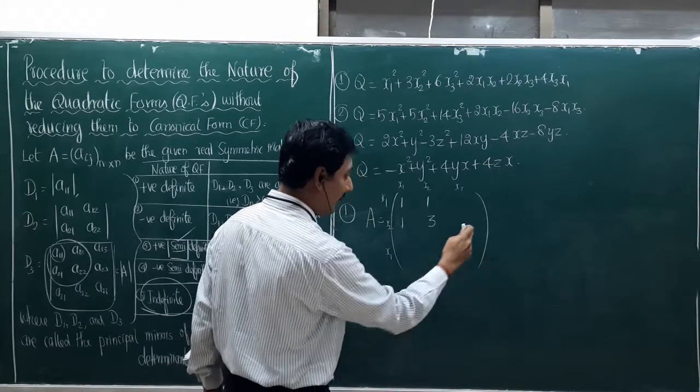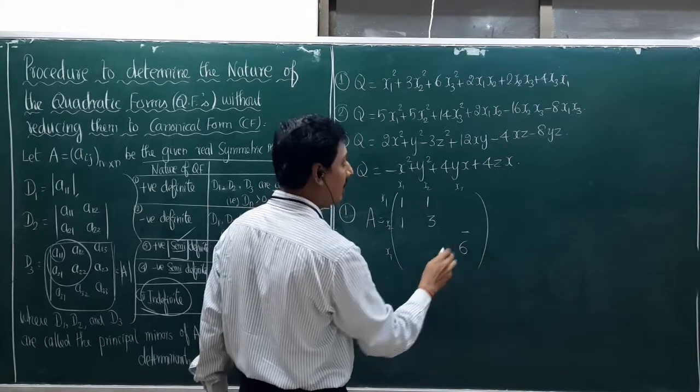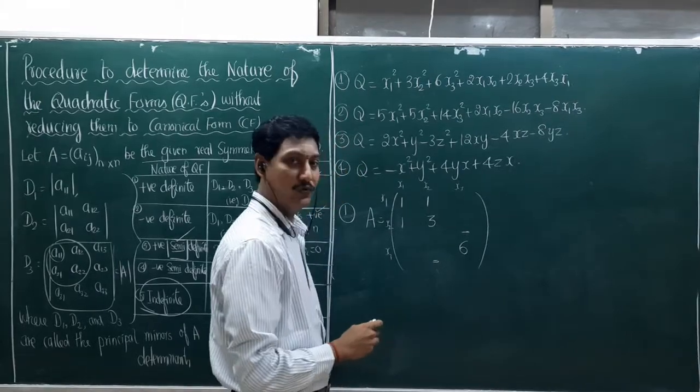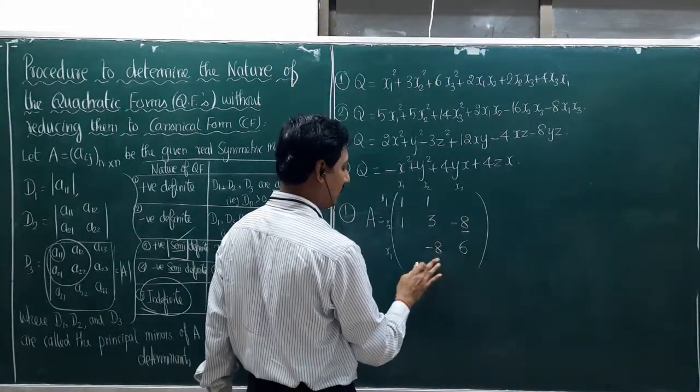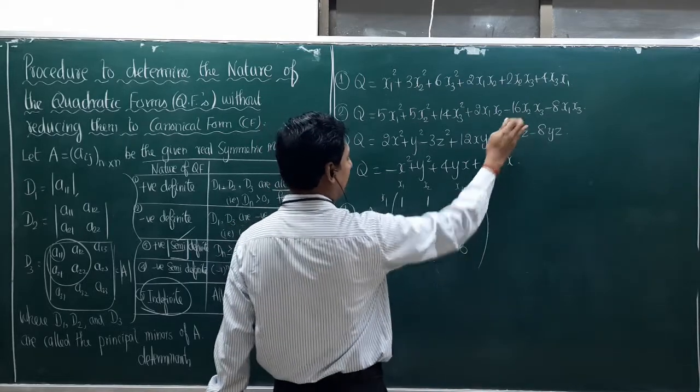x3 into x2 here, symmetric matrix. So these two places. What's the answer? Minus 16 is the coefficient. Half of the coefficient is minus 8. So minus 8, minus 8. So this is the x2, x3 coefficient, right?